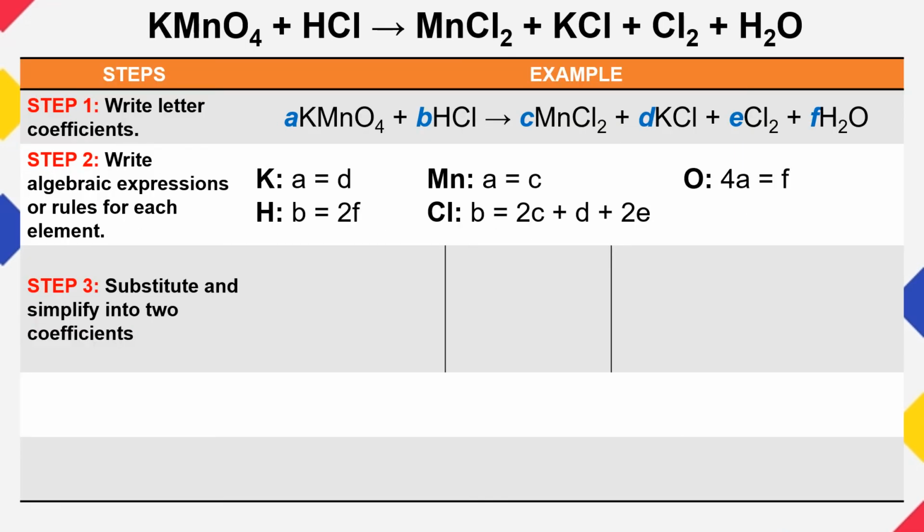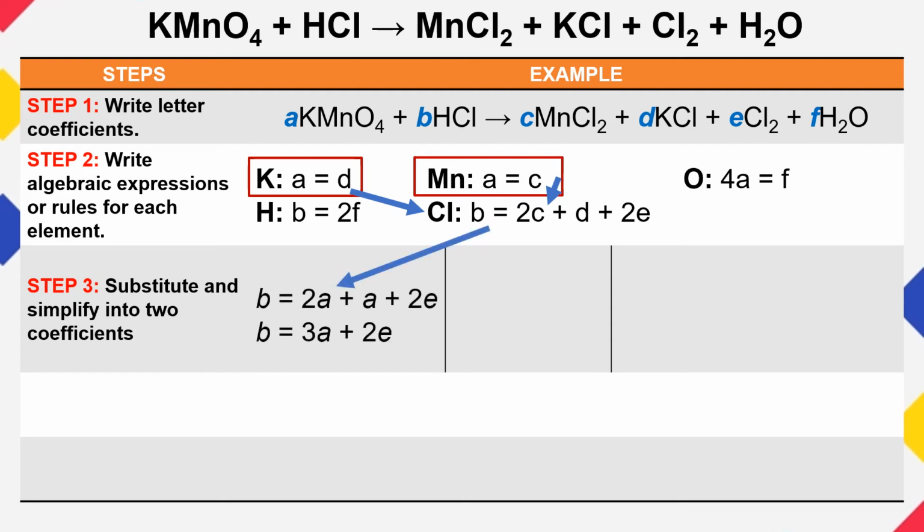Next is to substitute and simplify into 2 coefficients. So there are too many unknowns here, but we can substitute the rules for K and Mn, or for potassium and manganese, into the rule for chlorine to get rid of C and D. So we can have this: B equals 2A plus A plus 2E, or B equals 3A plus 2E.